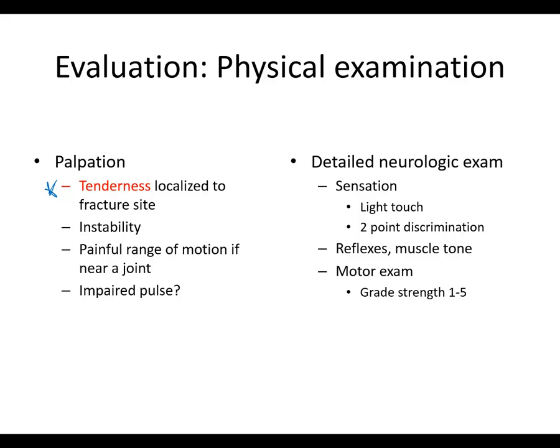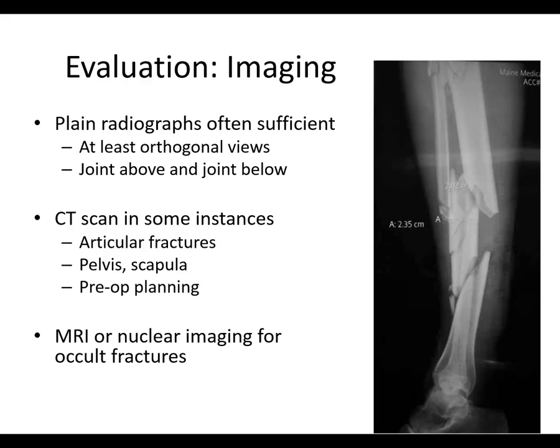You want to look for instability. You want to see if there's painful range of motion, if it's near a joint, for instance, and you want to check for pulses. Not maybe, you should, but maybe there's an impaired pulse, I should say. You want to do a detailed neurologic examination where you check for sensation, reflexes, muscle tone, motor exam. We'll certainly get to that and why that's important.